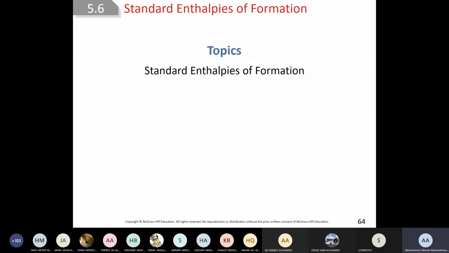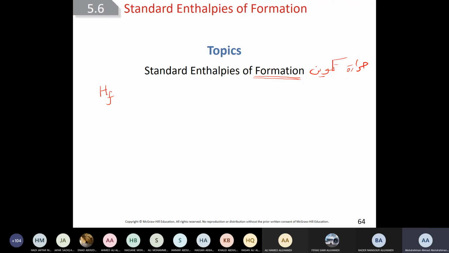Next, standard enthalpy of formation. From now on, I'm going to talk also about heat of formation. What is heat of formation? What is formation? What's the meaning of formation? The heat with the تكوين action. تكوين, yes. Heat of formation means حرارة التكوين.